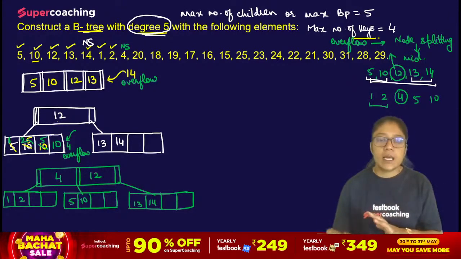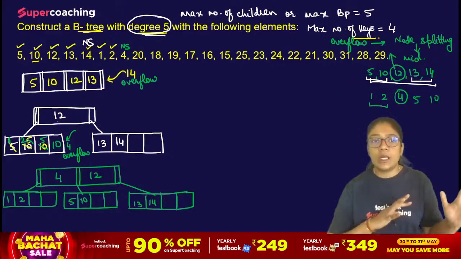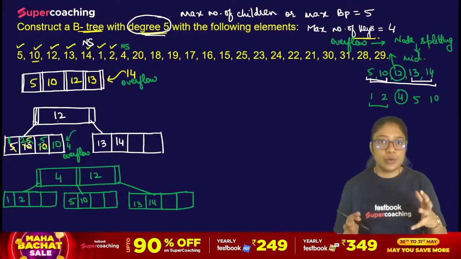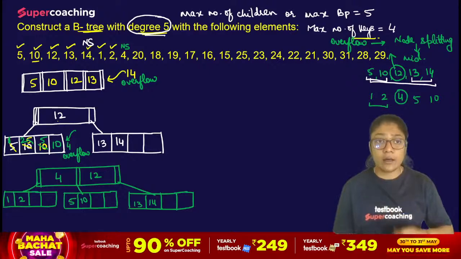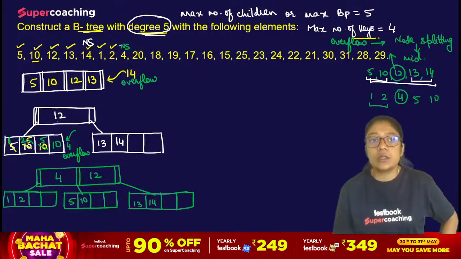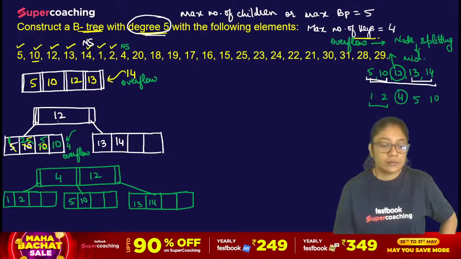After this I will quickly add all the elements. This is what we will keep on doing in order to insert all the elements in a B tree, and finally at the end we'll return the total number of node splittings. Make sense? Is this clear? So let's quickly add the remaining elements.